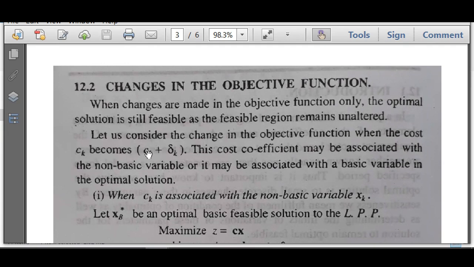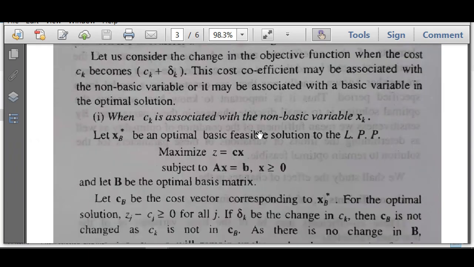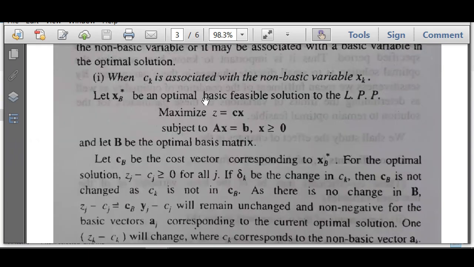So what we are considering is, let ck be changed to ck plus del k. Now this ck, the cost coefficient here, may be related to either a basic variable or a non-basic variable in the optimal solution. So let us first consider that ck is associated with the non-basic variable xk. Let xb star be an optimal basic feasible solution to the LPP. Here I am considering a maximization problem. Suppose we have already calculated it.